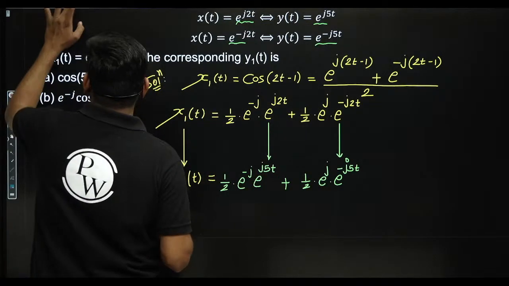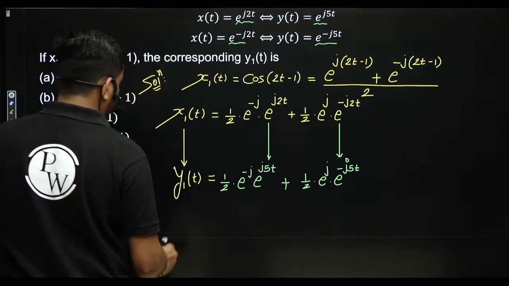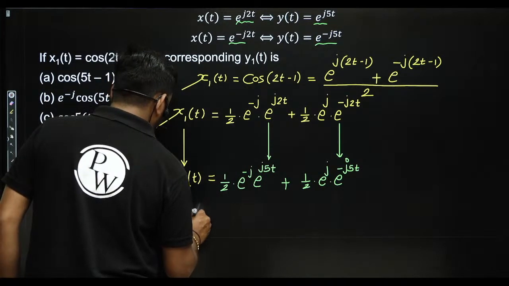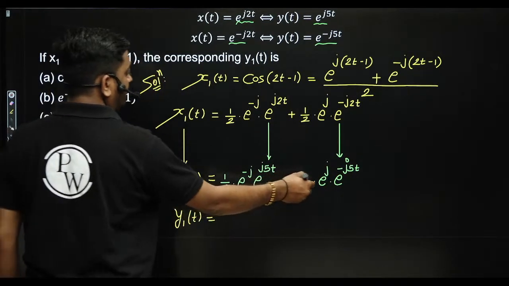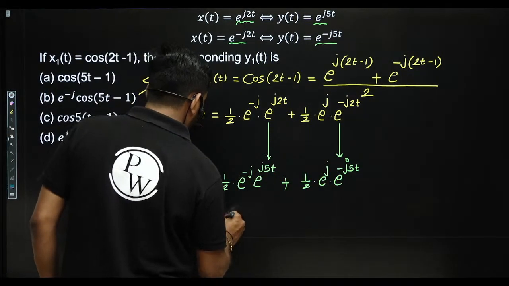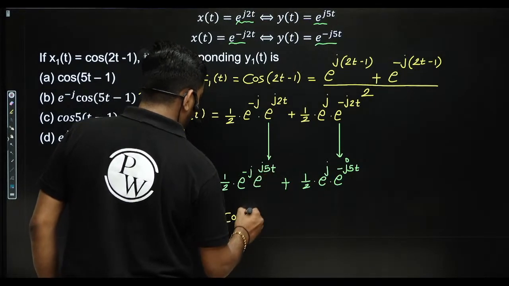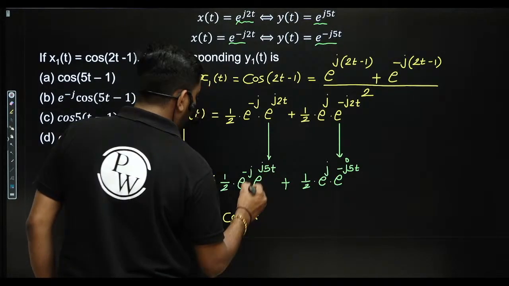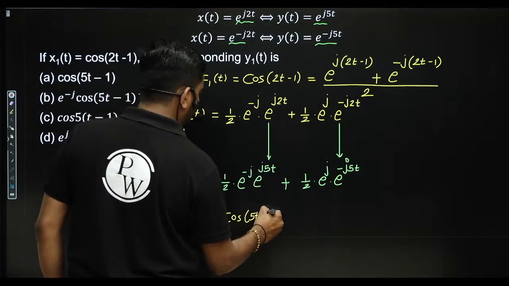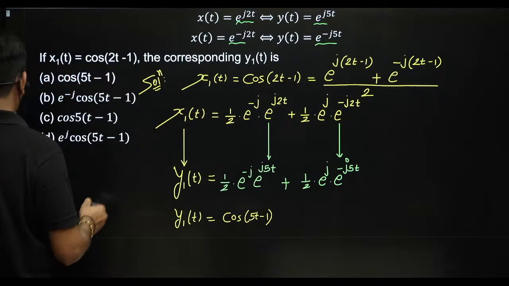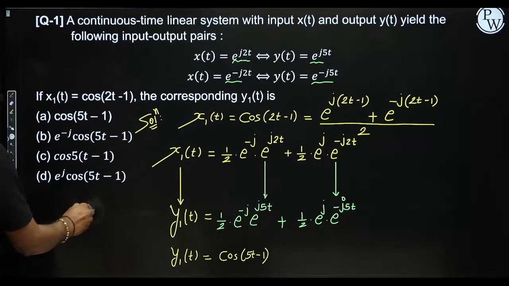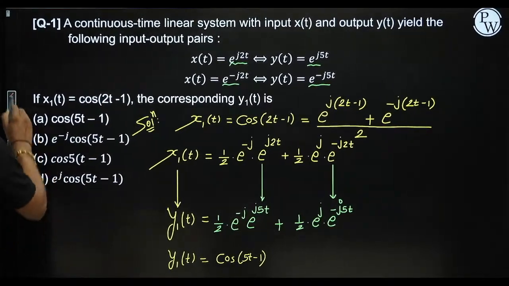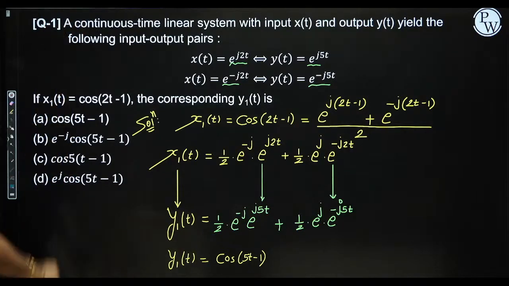Now you can convert this into cos. So y1 of t is equal to 1 by 2 e power j theta plus 1 by 2 e power minus j theta, so it will be cos theta. Here, j you can take common, so 5t minus 1 is your theta. So this is the output. This should be the output of this question.